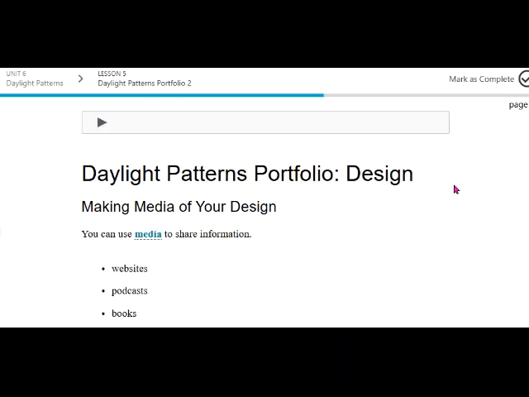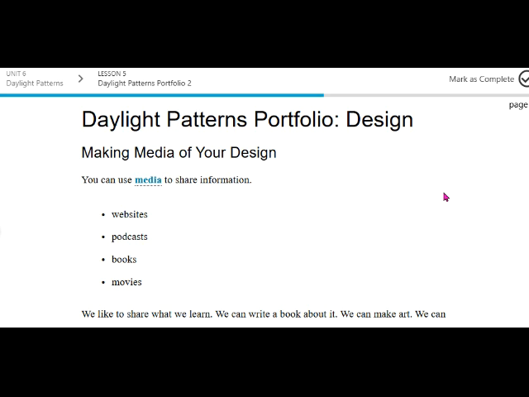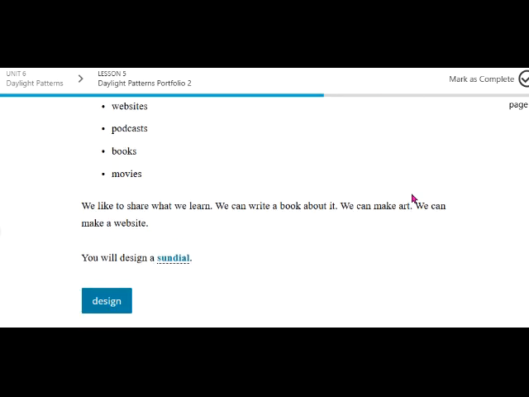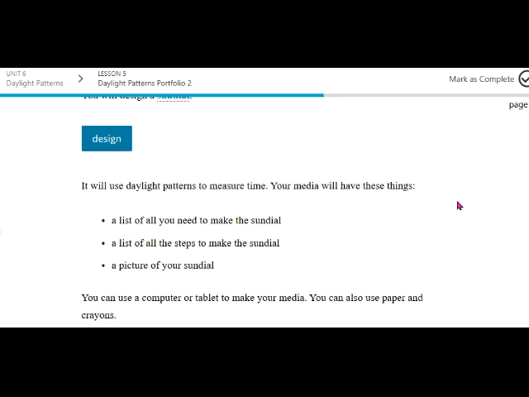Making media of your design. You can use media to share information like websites, podcasts, books, movies. We like to share what we learn. We can write a book about it. We can make art. We can make a website. You will design a sundial.